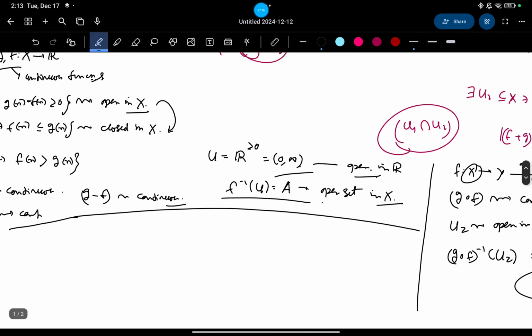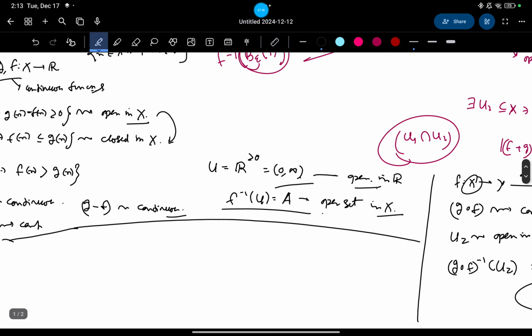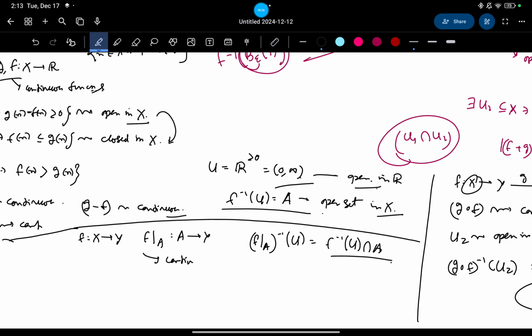Let's say f is a mapping from X to Y, then the restriction of any map to a certain subset is also continuous, because then f inverse of, in this case, f restricted to A of U is nothing but f inverse of U intersection with A. So this is open in A. Okay.